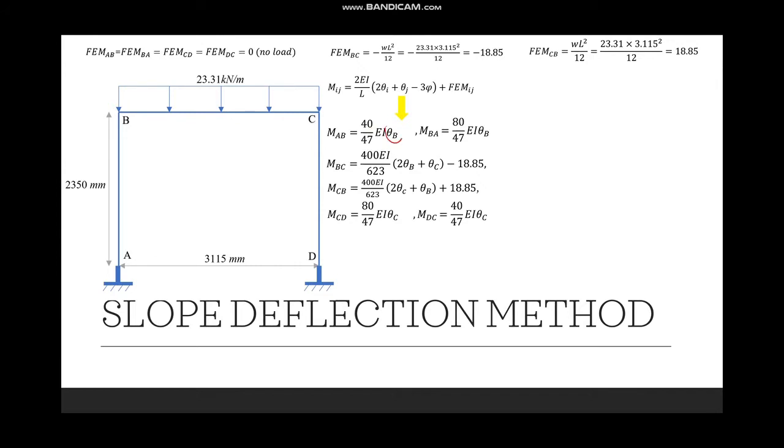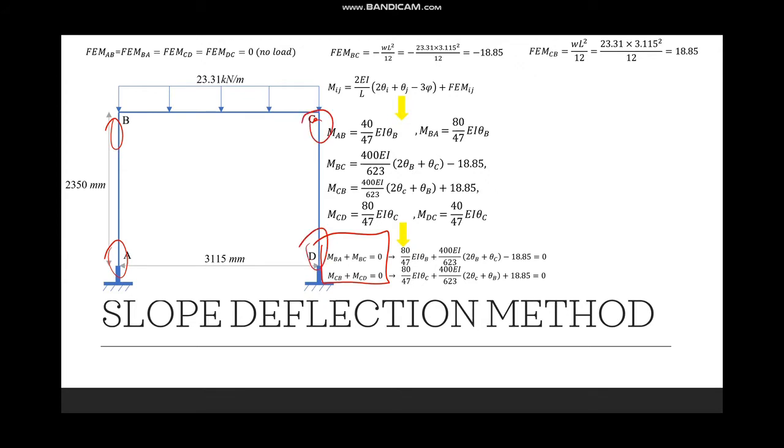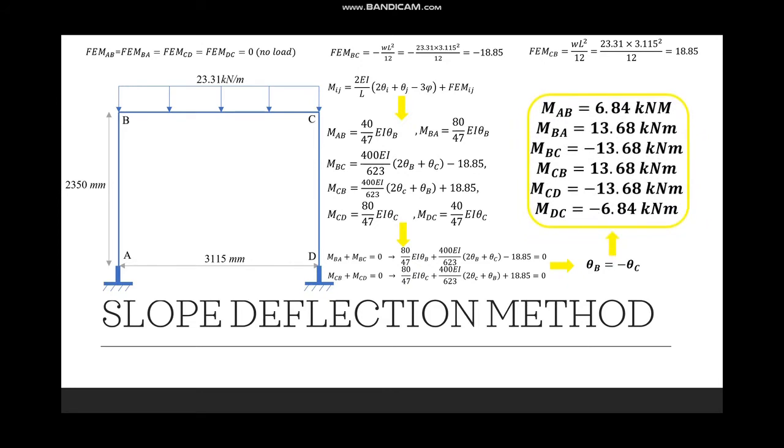And we also have these unknowns theta B and theta C. So with our equations for all of our moments, we can, using this equilibrium condition, being that the moment here plus the moment here is equal to 0, and also the moment here plus the moment here is equal to 0 due to equilibrium principles. And we can form these simultaneous equations, which we can then use to solve for theta. And we find that theta B is equal to negative theta C. And from that, we can substitute these values into here, cancel out any EI values at this stage, and we come up with our moments at each point.